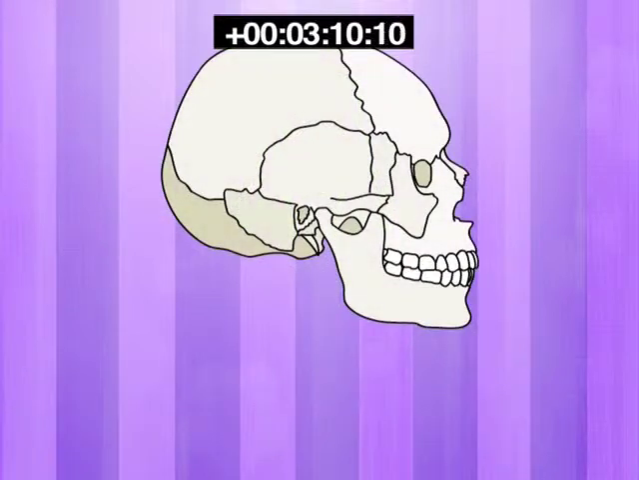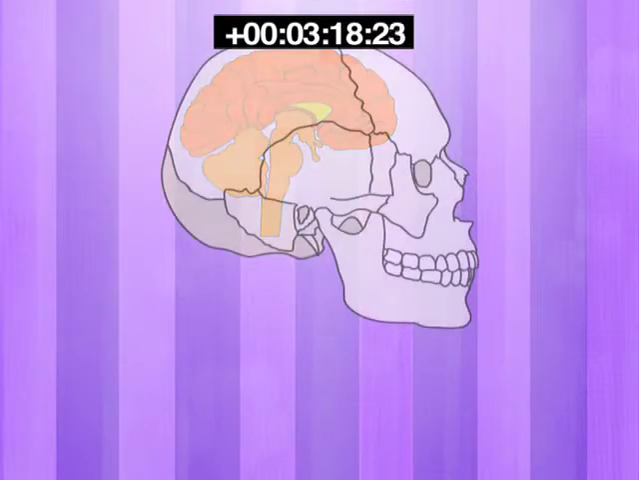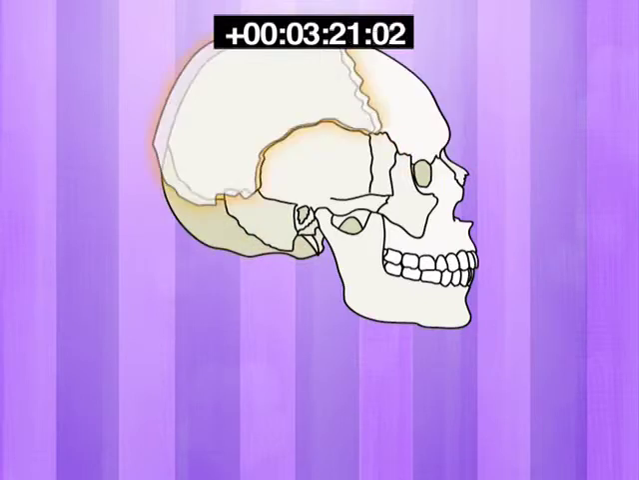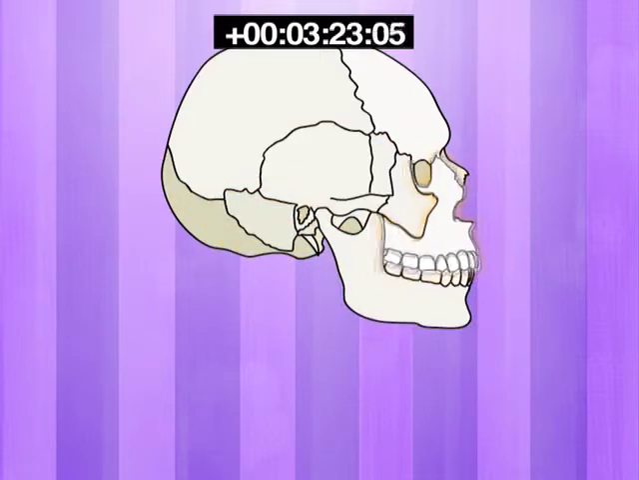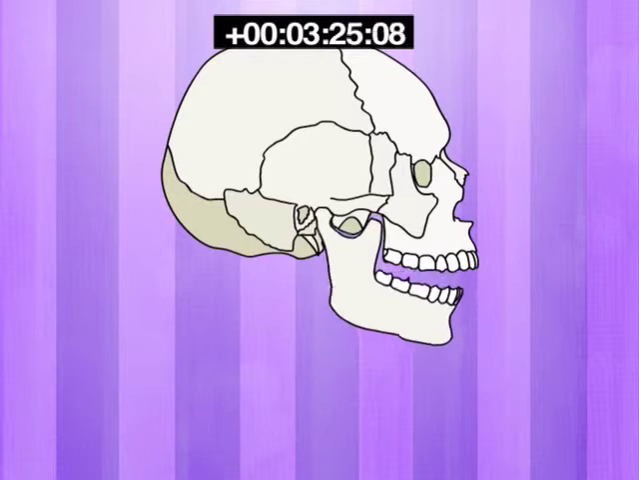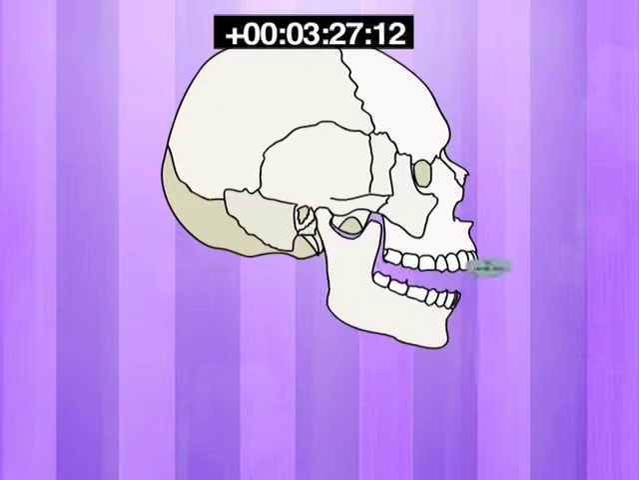The skull, made up of a series of bones, acts like a protective helmet for a very important part of our body, the brain. All bones in the skull are fixed except the lower jaw. The lower jaw thus helps us to talk and chew food.